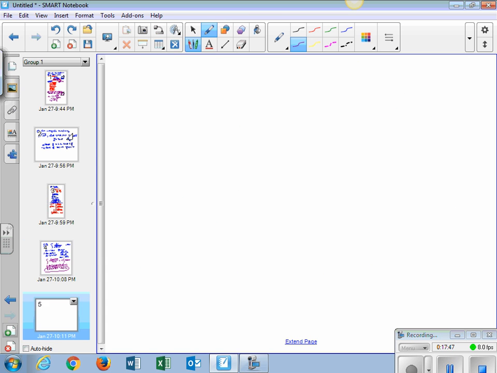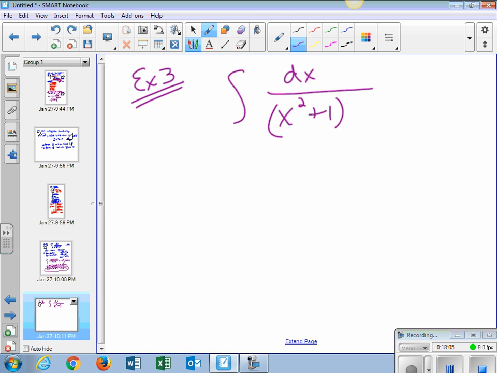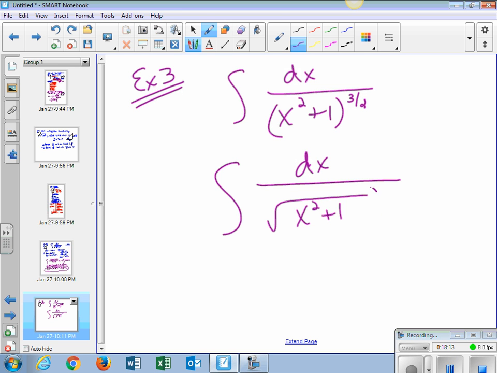Okay, so example number 3. If I'm looking at example number 3, that's a little bit different because I have a radical there raised to a power. So if I have the 3/2 power, let's write that down. I have x squared plus 1 to the 3/2 power. I'm going to think about that, if I want to use trig substitution, as the square root of x squared plus 1, and then that quantity cubed.